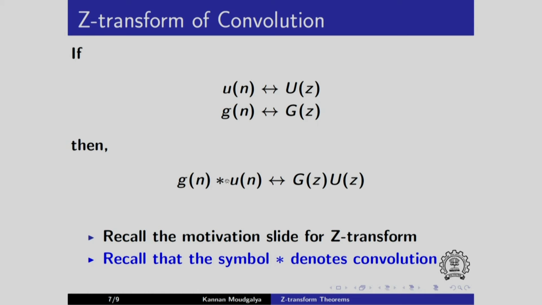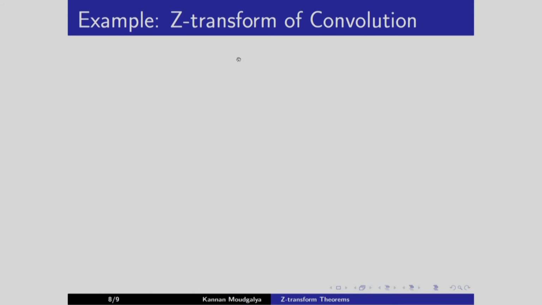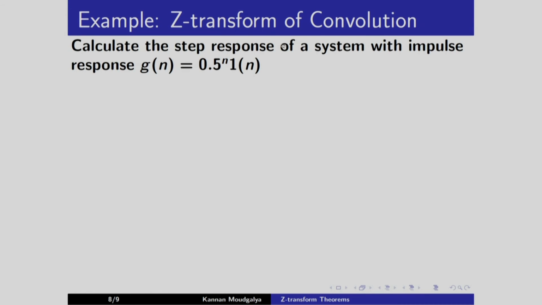Recall that the symbol asterisk denotes convolution. This is of course proved in the textbook formally. I want to give an example of Z transform of convolution.